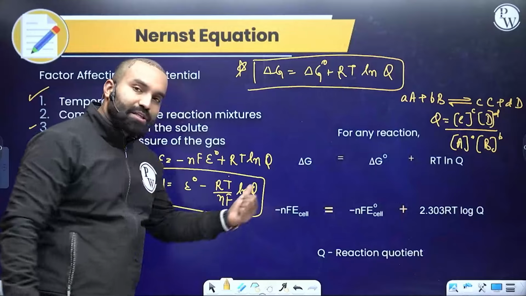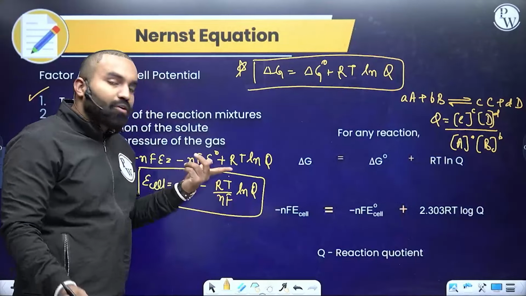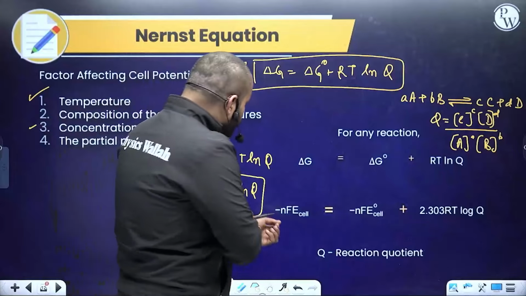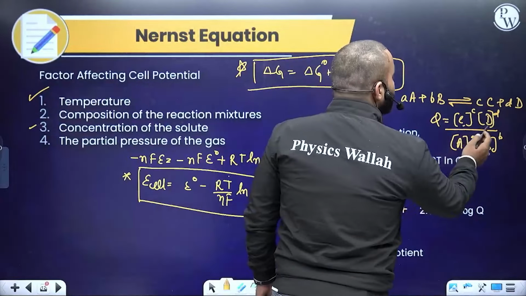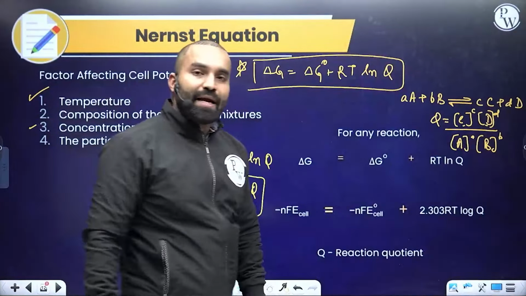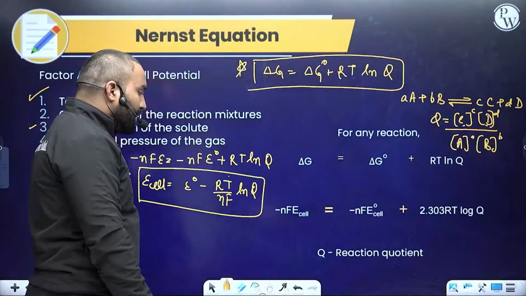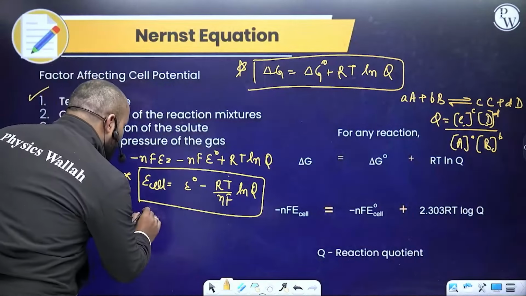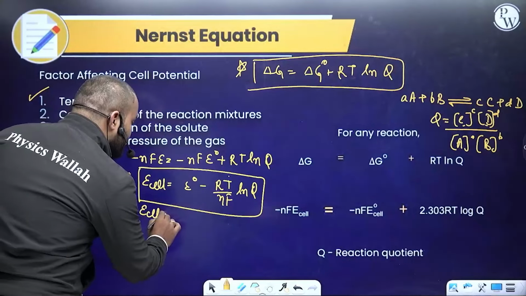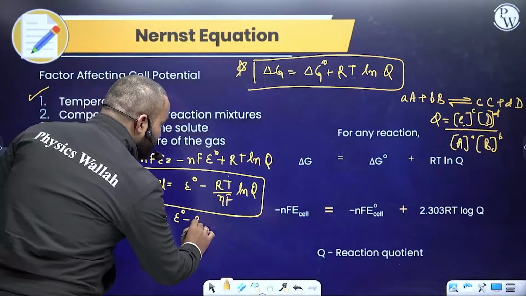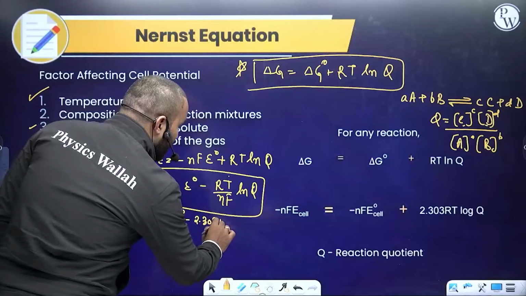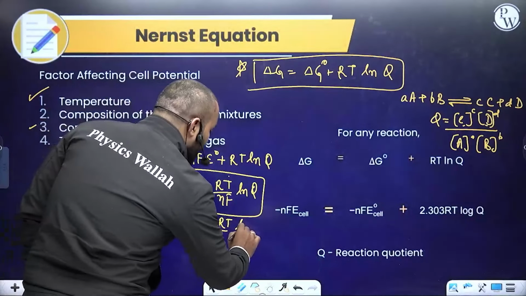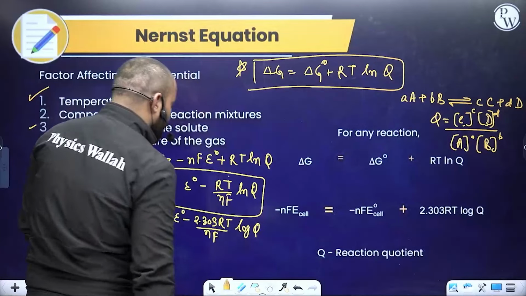Check please that there is a temperature here, R is a constant, the number of electrons transferred is constant, Faraday is a constant, 96500. Q takes care of the concentrations of A, B, C, D, the reactants and the products, right? This is known as the Nernst equation. There is another simplified way. We can say it equals E naught minus 2.303 RT by nF into log Q. I am converting ln to log. This is another way.